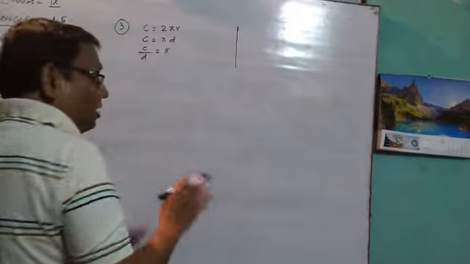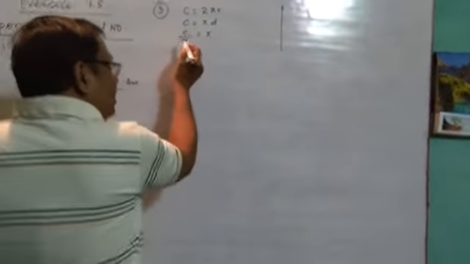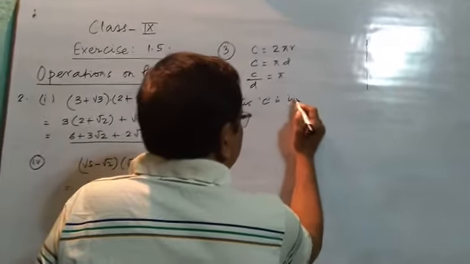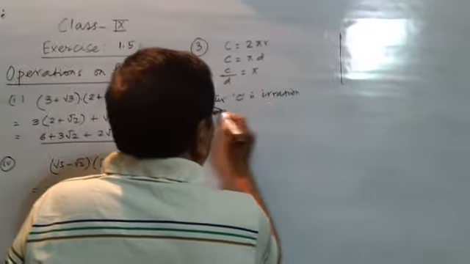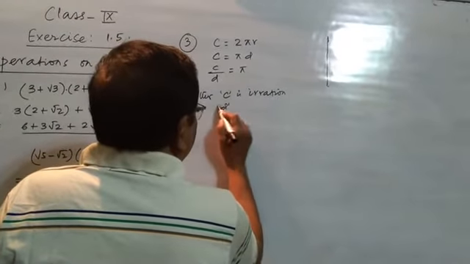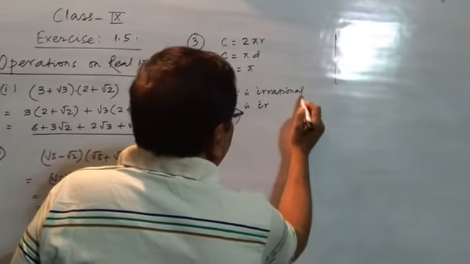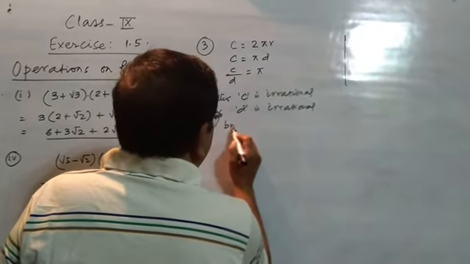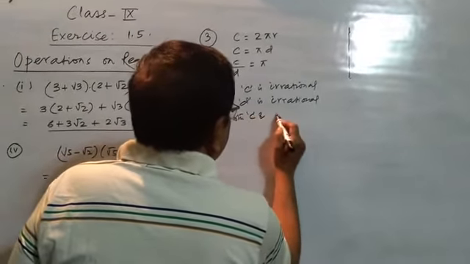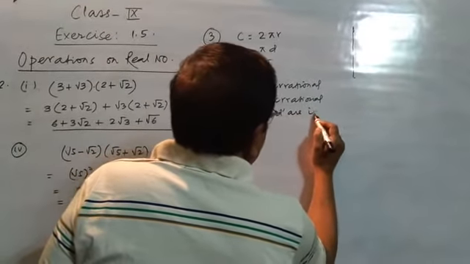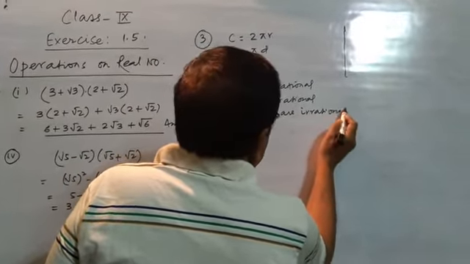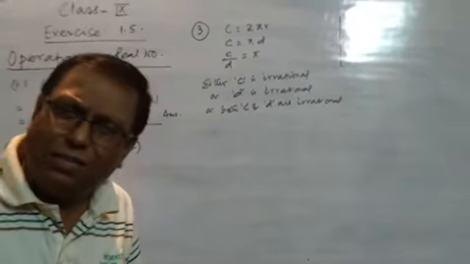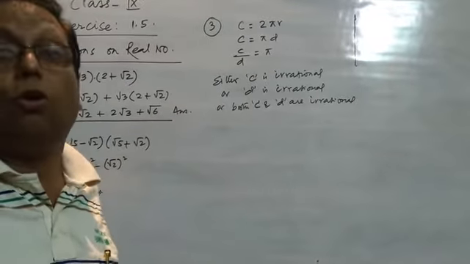If pi is irrational, granted, then either C is irrational, or d, the diameter, is irrational, or both C and d are irrational. And hence C by d is equal to pi. Hence there arises no contradiction at all.